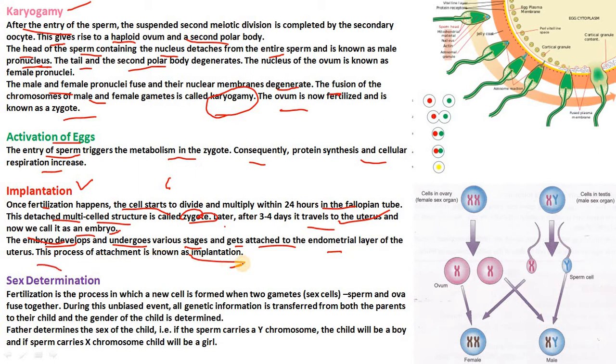The process of attaching is known as implantation, and the lump of cells which gets attached to the uterus is known as the embryo. You understood? Now the sex determination.